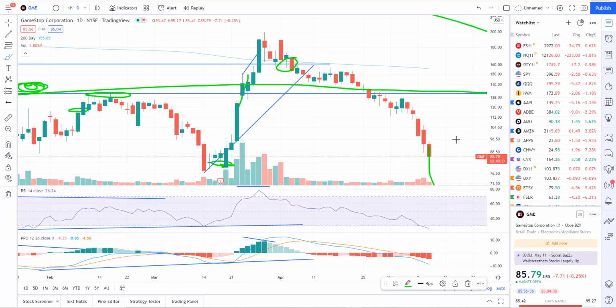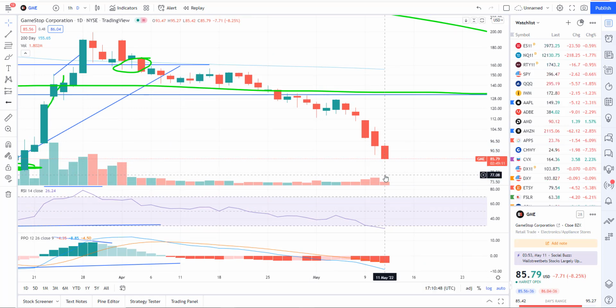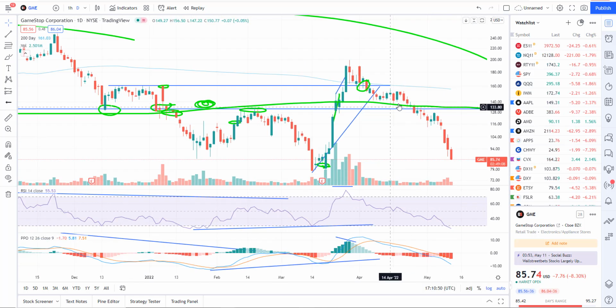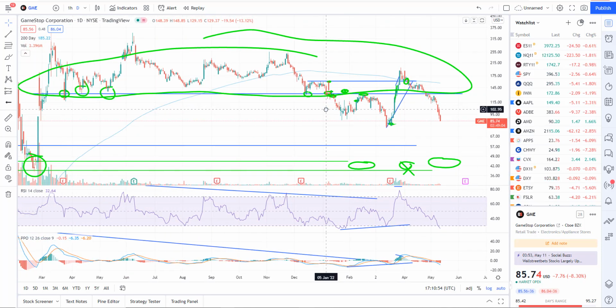Okay, let's go through some of these short trade ideas, just give you guys a quick update on those. GameStop down 8%, continuing that impulsive sell-off. So this is exactly like I've been talking about in my videos, how I thought GameStop would play out.